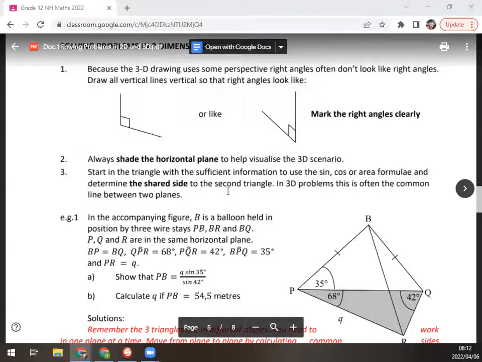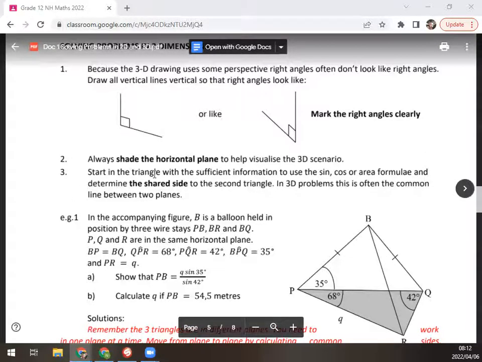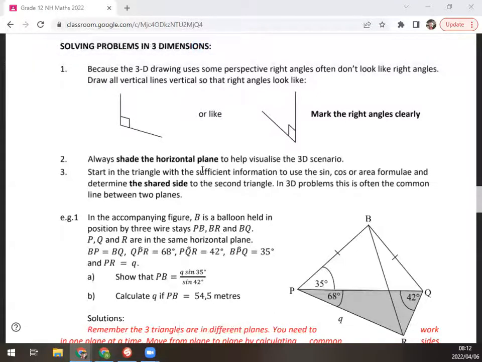Then for step 3, this is what we've been doing so far anyway. All right, start in the triangle with sufficient information to use sine, cos, or area formula and determine the shared side to the second triangle, right? We have been doing that so far. The only thing now is that obviously we are now going to be working with 3 dimensions instead of 2. Okay, so let's do this example.